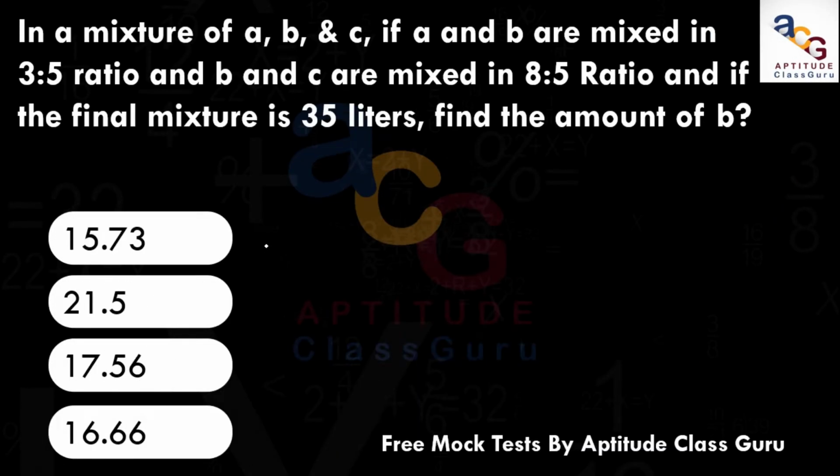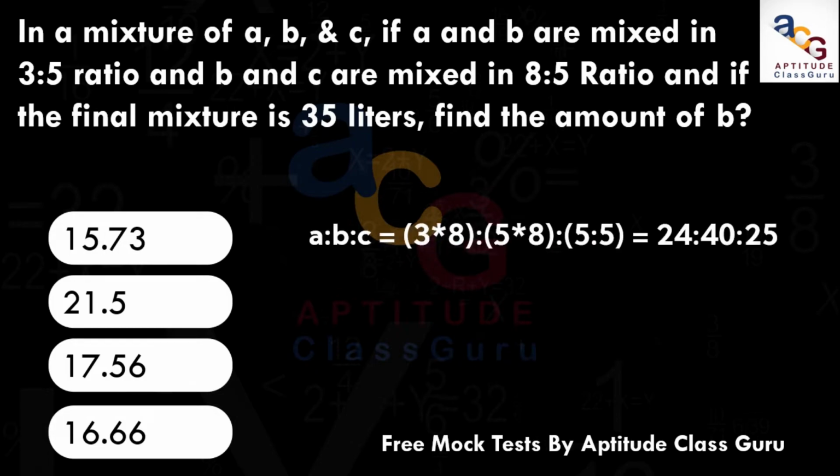In a mixture of A, B and C, if A and B are mixed in a 3:5 ratio and B and C are mixed in an 8:5 ratio, and the final mixture is 35 liters, find the amount of B. For this problem, the basic concept of ratios and proportions is enough. If you want to combine two ratios, the common variable has to obey the equality rule in the given ratios. So simply we have to combine those two ratios. A:B:C, the B value in the first ratio is 5 and in the second ratio it is 8.